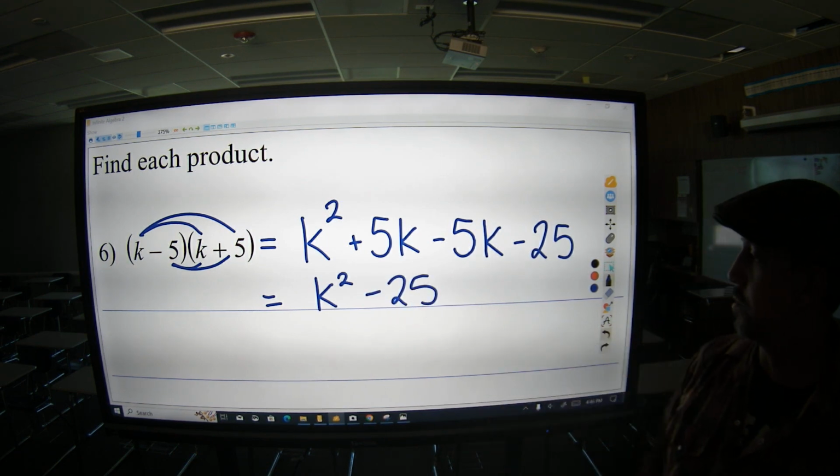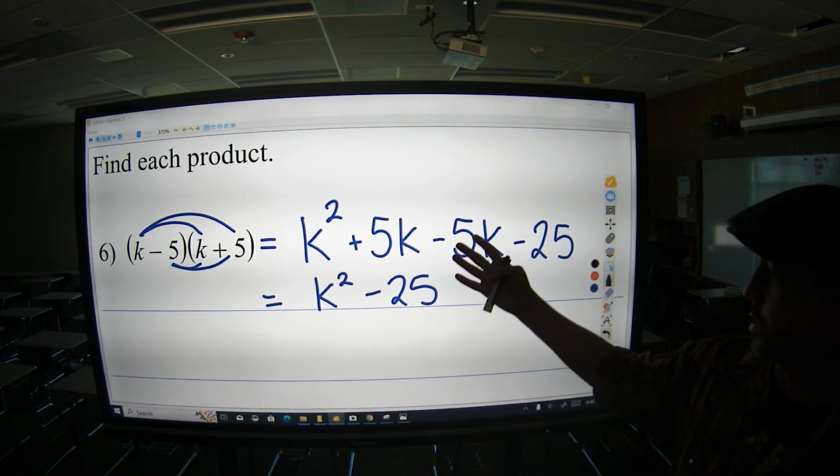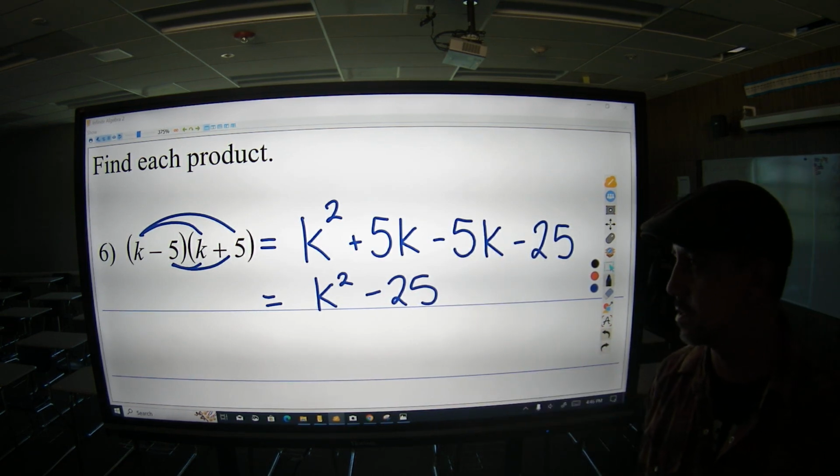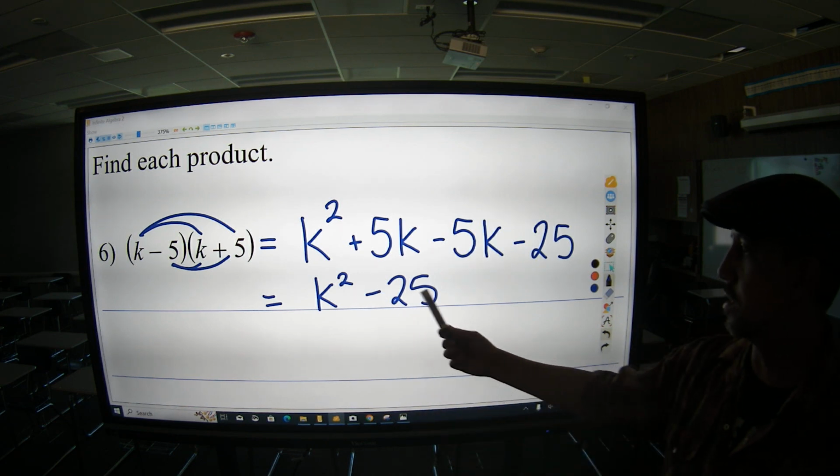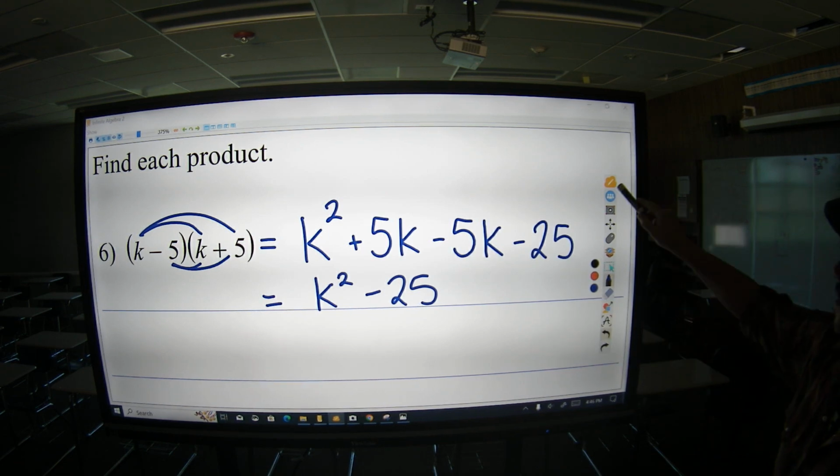So some students might be able to skip straight to this step, in which case that would be good. That would mean that you're seeing patterns, and that's important in math. So this problem would be done. Again, those linear terms canceled out, and we're just left with the quadratic term and the constant term.